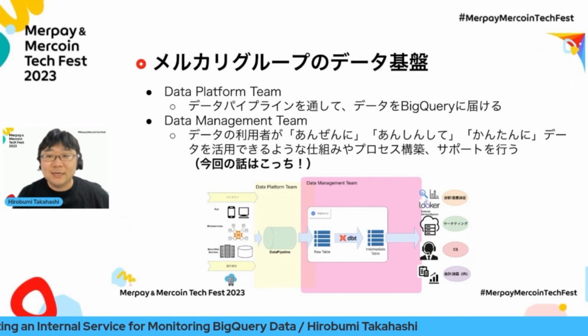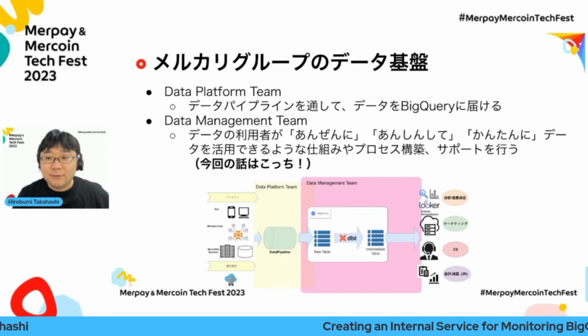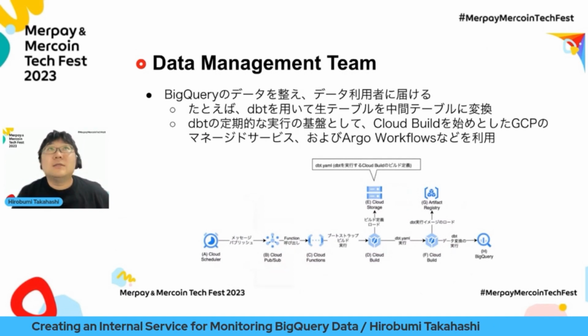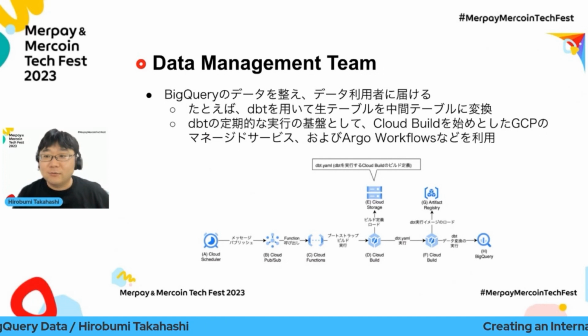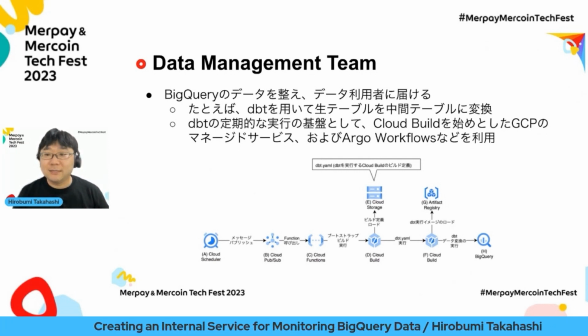And the data management team is in charge of building the systems and processes and providing support so that users can use data more safely, reassuringly, and easily. I will be focusing on the outcomes of this team today. The data management team organizes BigQuery data to promote data usage.